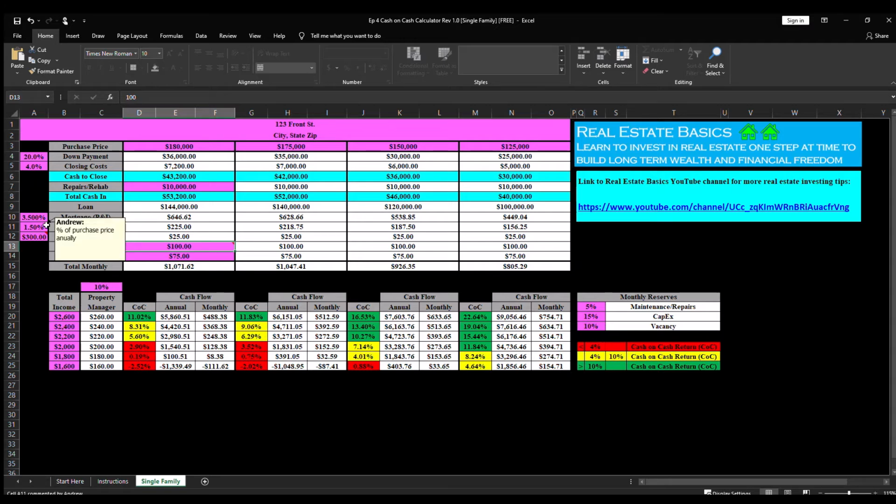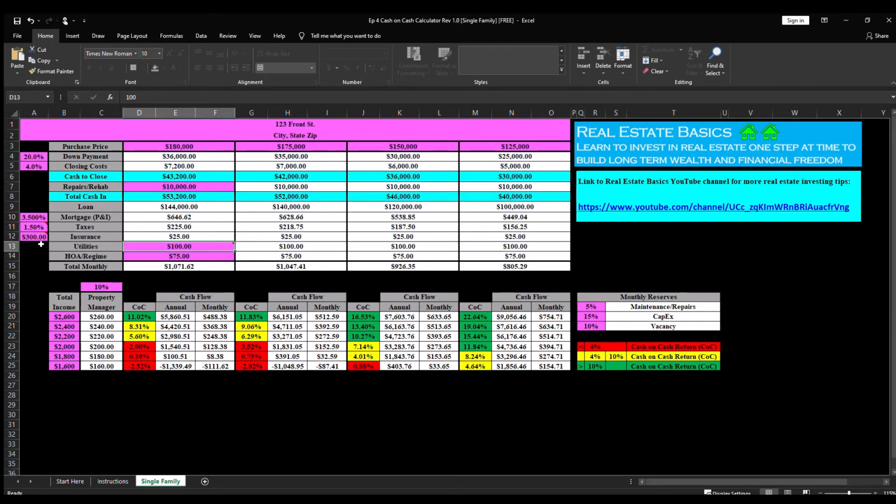Then we get into our property taxes. So right here you put in a percentage of the purchase price which you expect to pay annually in property taxes. And this cell will then divide that out into a monthly payment for you. Now just be careful when you're looking at what property taxes are in different states and different regions, because depending on the state and also depending on if you're planning on living in the unit or just purely renting it out, your property tax rates can differ a lot.